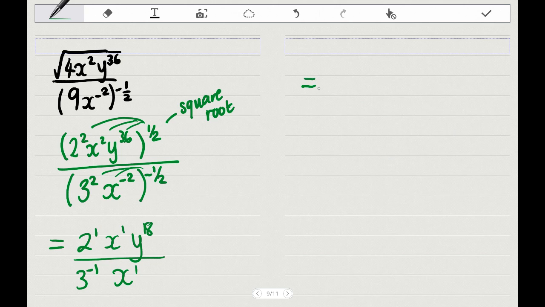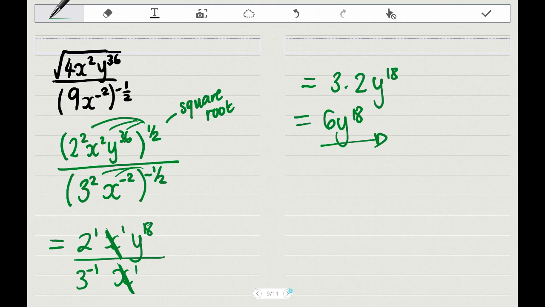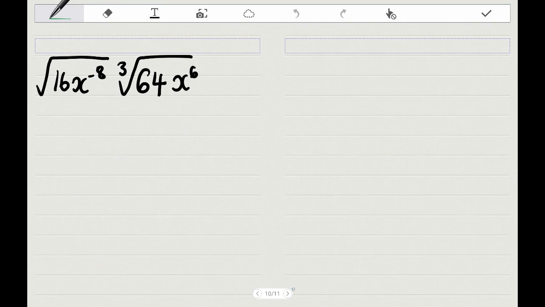Okay, let us go and simplify that. So this x to the power of 1 and that x to the power of 1 cancel out. Okay. This 3 is negative in the denominator, so we're going to move it to the numerator. And then we still have that 2 there, and we have the y to the power of 18. So this here is 6y^18. Let us continue. I think this might be the last one.